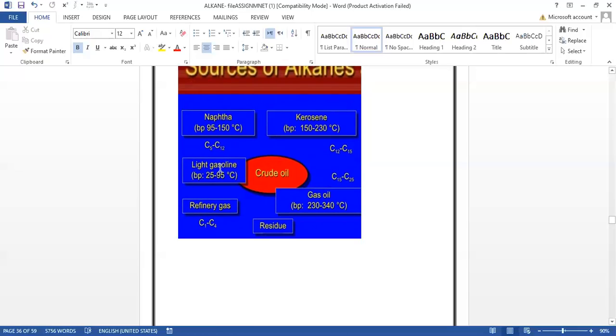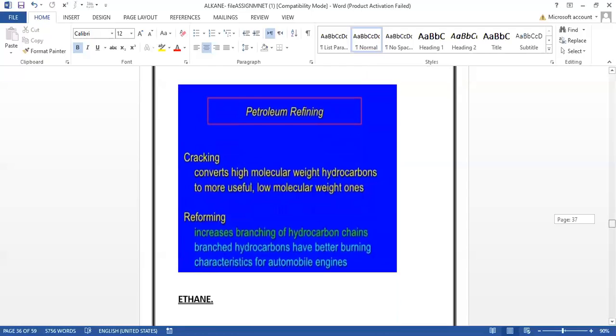Naphtha, light gasoline, refinery gas, residue gas oil, and kerosene oil are the sources of alkanes through crude oil. In petroleum refining, cracking converts high molecular weight hydrocarbons to more useful low molecular weight ones. Reforming increases branching of the hydrocarbon chain, improving burning characteristics for automobile engines.